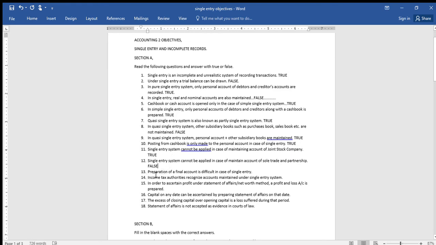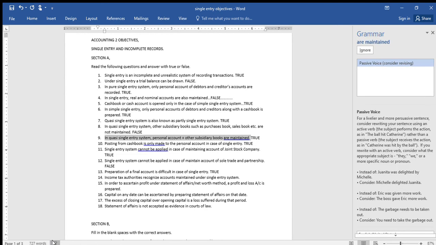Then number 13, preparing of a final account is difficult in case of single entry. Yeah, the answer is true because you have to go through very many steps. Let me first correct errors.